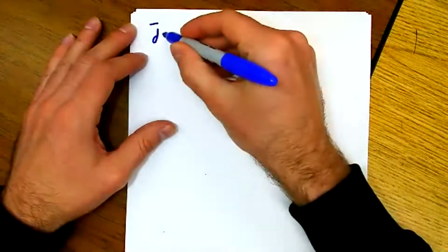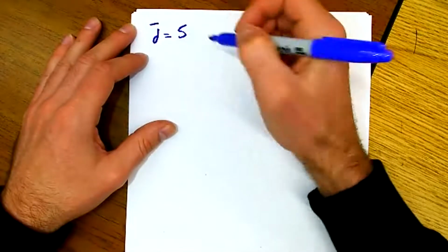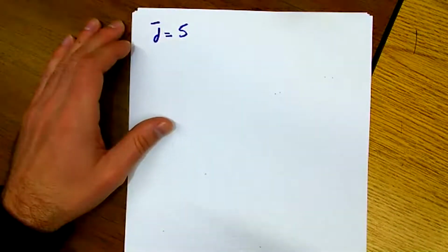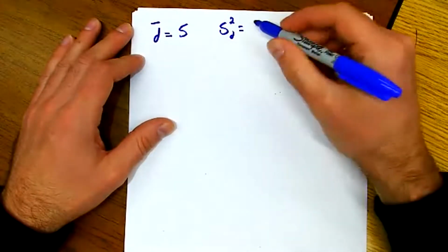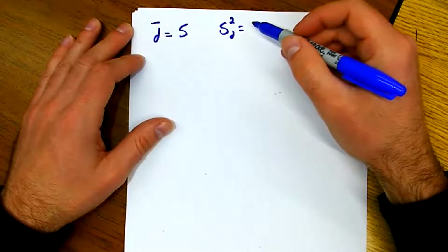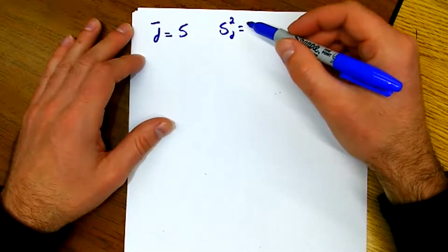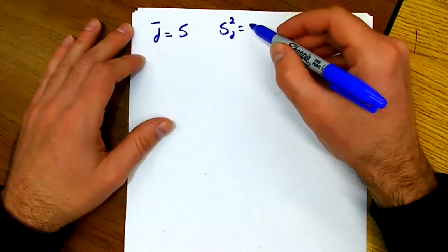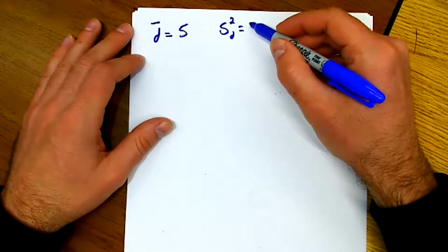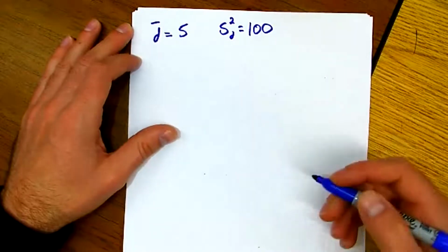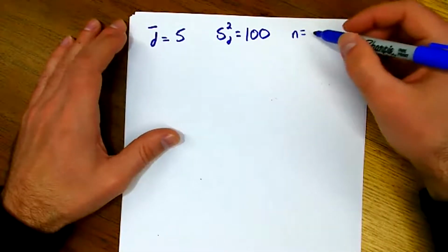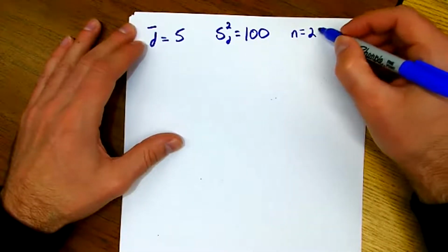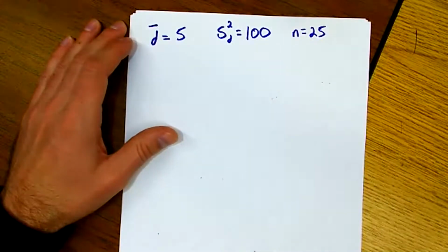So let's say I have this sample difference, and I find that it's 5. I also find that the variance for this difference is 100. And let's say our sample size is 25.